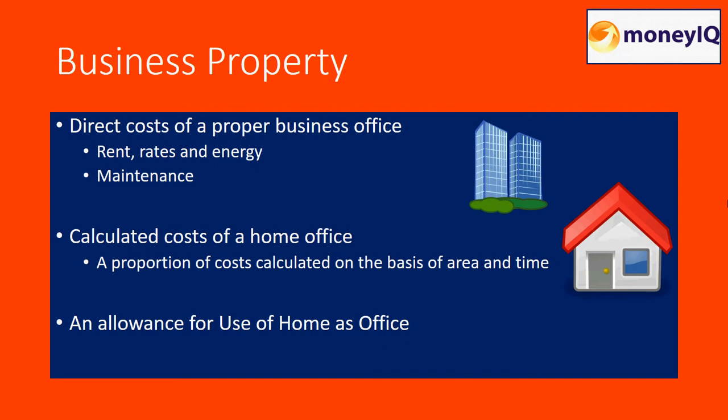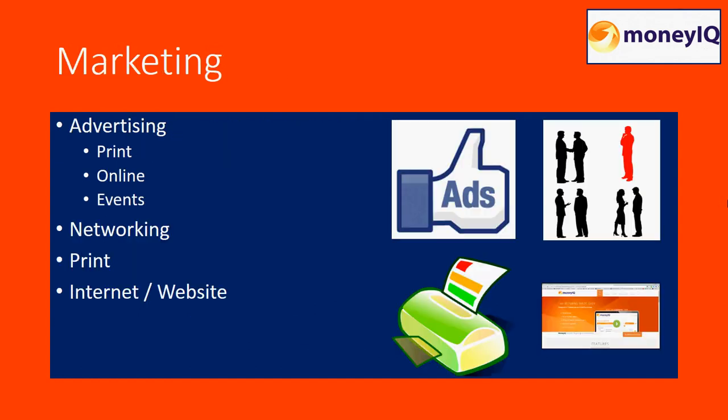If you're working from home, you can do it in a couple of ways. Number one is to calculate the costs on a basis of a proportion, and that proportion is worked out using area and time. That's quite a complicated calculation. Contact us if you need some help. The other way is to use an allowance for use of home as office, which is a lot easier, and if you Google that you'll find it on the HMRC website.